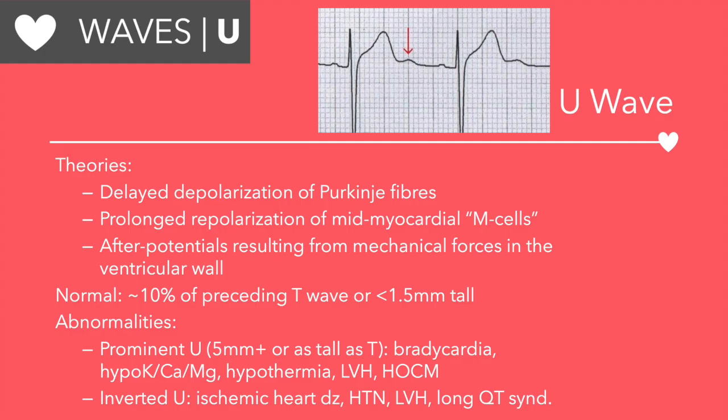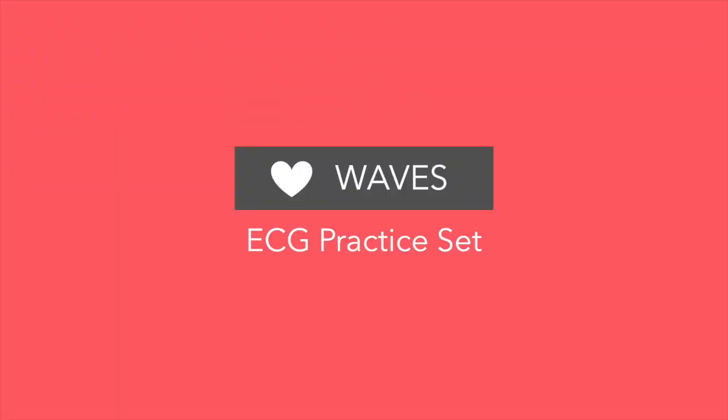Inverted U's are also abnormal. This can be seen in ischemic heart disease, hypertension, left ventricular hypertrophy, and long QT syndrome. You made it! That's the mini teach for the wave section. You're now ready to tackle the ECG practice set.